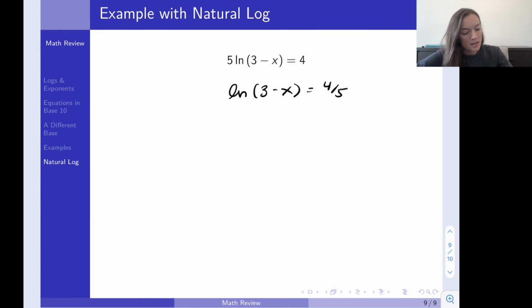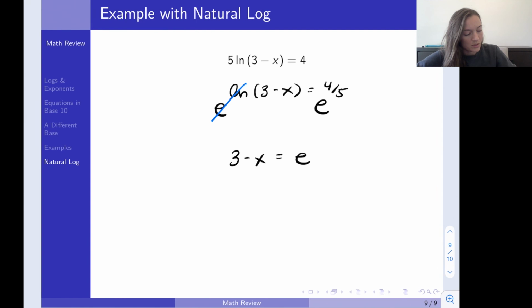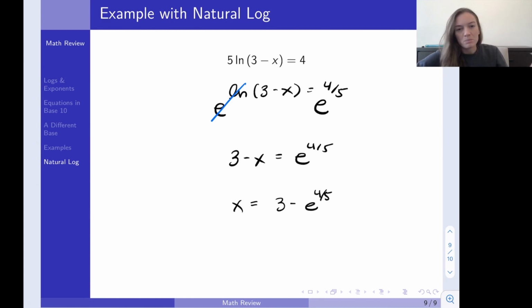Now I can exponentiate, and I'm going to raise my equation with base e here because it's a natural log. So my natural log and my e will just cancel out. So I have 3 minus x is equal to e to the 4/5. And now I can just solve for x. And I get x is equal to 3 minus e to the 4 over 5. And just plug that into your calculator, and you end up getting x is about 0.77.